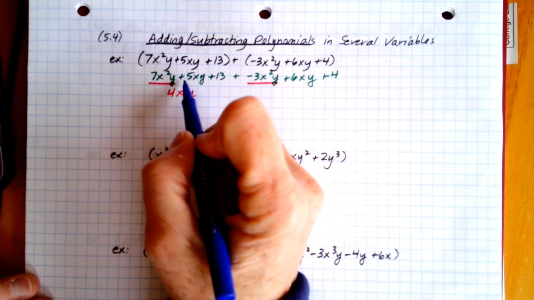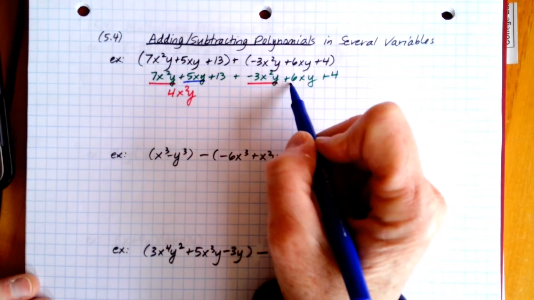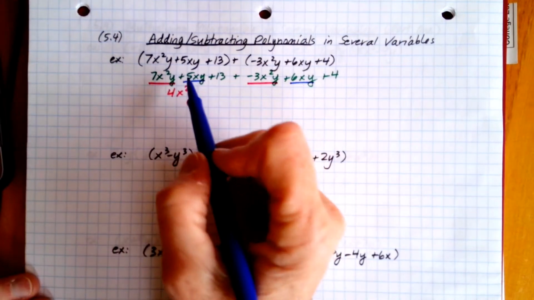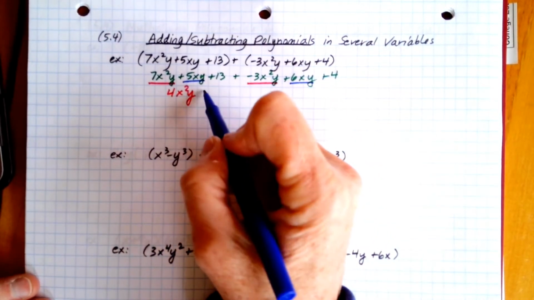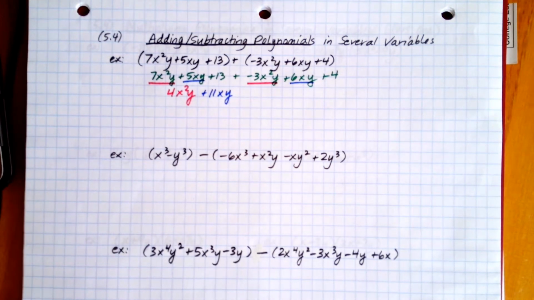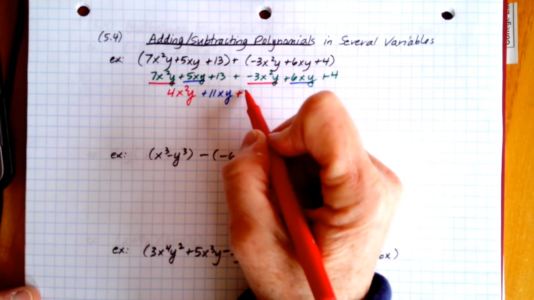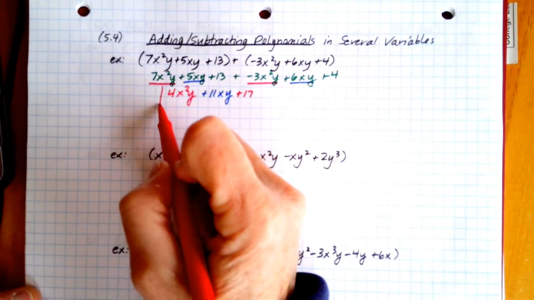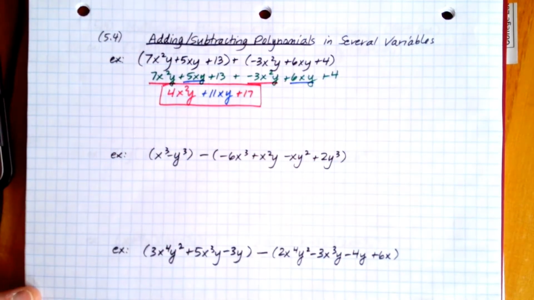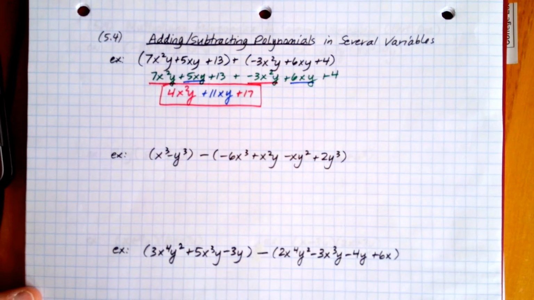Then you'll notice that we have 5xy and 6xy that are like terms. So you add their coefficients. You add 5 and 6 and you get 11xy. And then the last thing we have is constants, 13 and 4, we can add together to get 17. Very good. So for adding polynomials, we do not need the parentheses at all, we drop them.